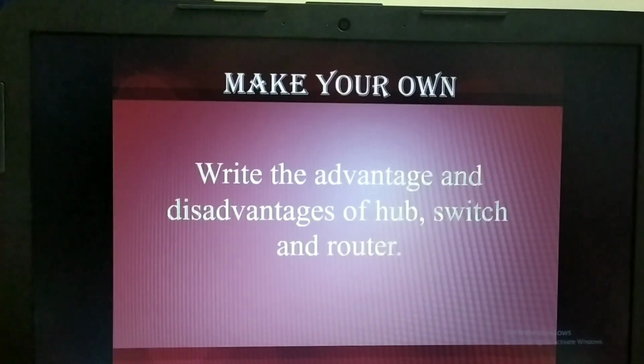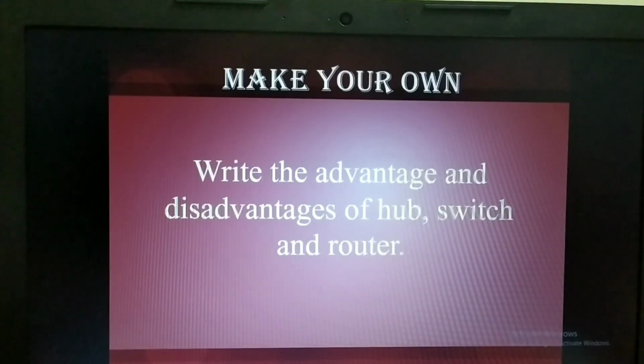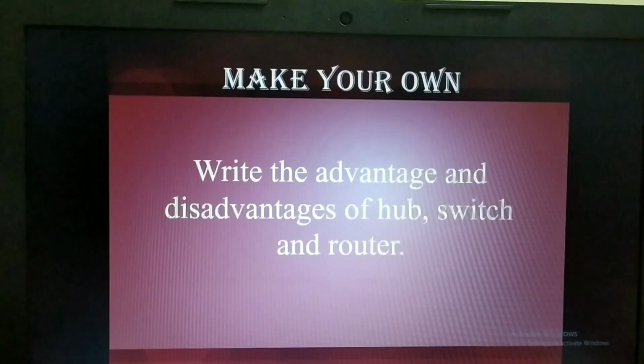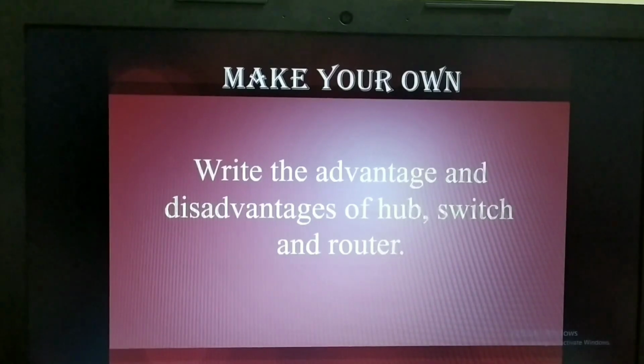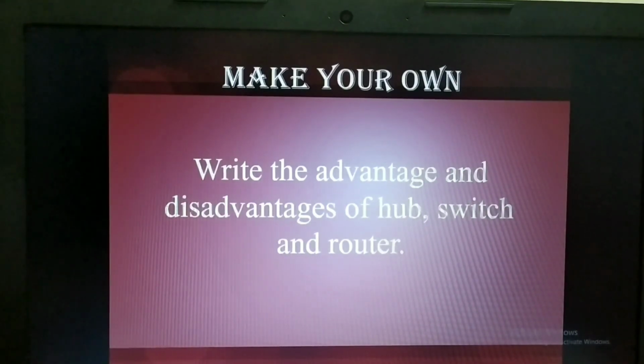You can write the differences or advantages and disadvantages by just thinking in your mind: which one is the disadvantage of hub, that is the advantage of switch. And what is the disadvantage of router, that is the advantage of switch. What is the disadvantage of switch, that is the advantage of router. Very easily you can make one.